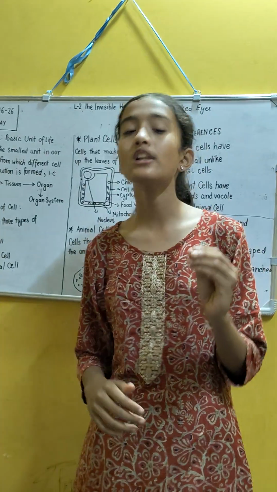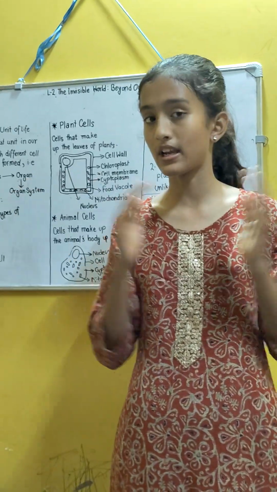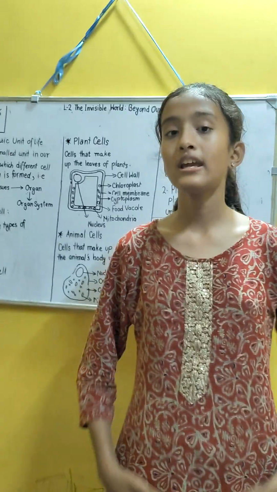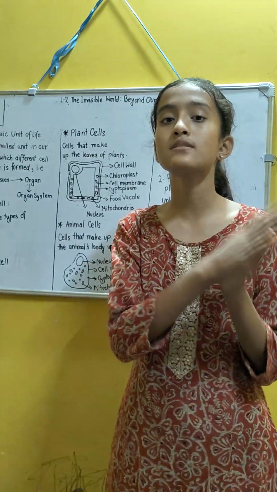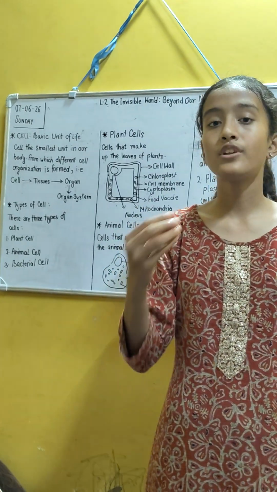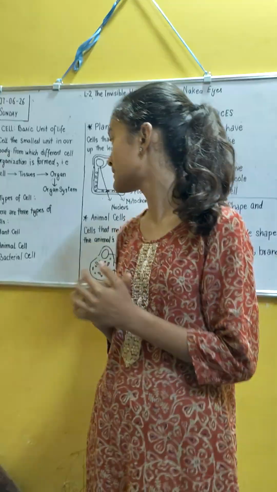Cell is the smallest unit of life from which different organization is made. Like this is a human body. The human body is made up of different organ systems. The organ system is made up of different organs, and the organs are made up of different tissues, and tissues are made up of different cells.